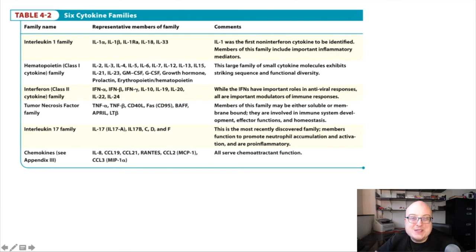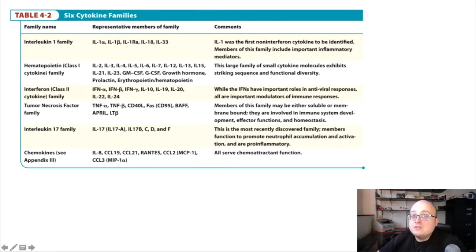Okay, so these are our 6 families. Now, I want to stress that you don't need to memorize all of the members of all of the families. Some of the families, like interleukin-1, you should be able to recognize that IL-1 alpha and IL-1 beta are IL-1 family cytokines, but you don't need to memorize all the ILs and which family they belong to. We'll talk about major examples of each cytokine family, and those will be the ones that we'll focus on for the purposes of this class.